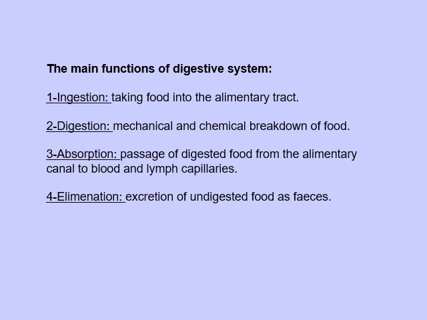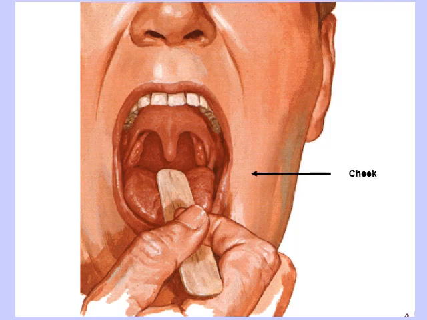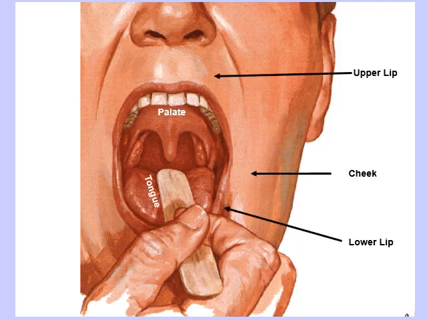Main function of digestive system: ingestion, digestion, absorption, elimination. Mouth cavity, the first part of the gastrointestinal tract or the alimentary tract. Boundaries of the oral cavity: upper and lower lip, palate, tongue. Superior boundary and inferior boundary, palate and tongue.